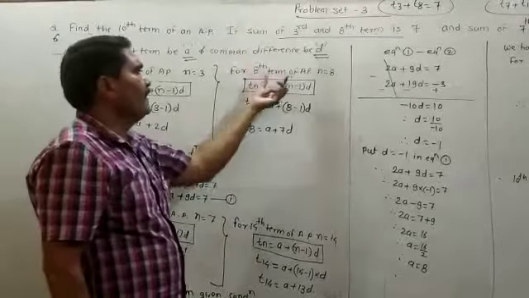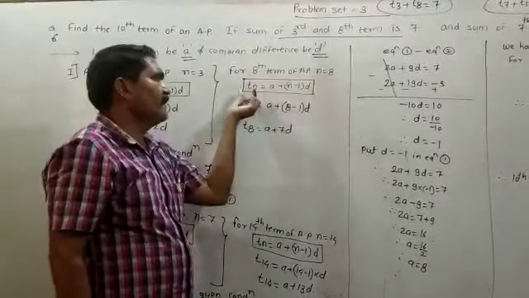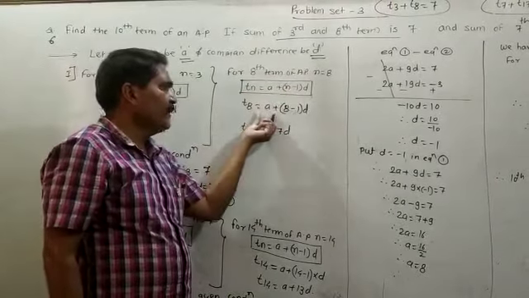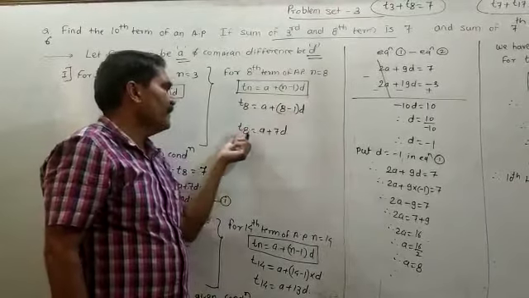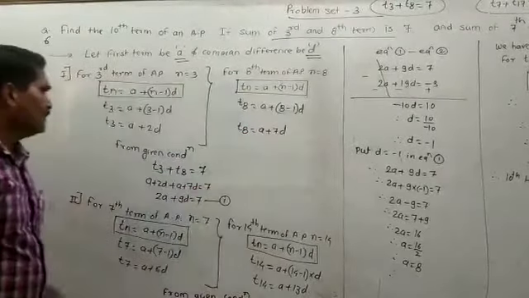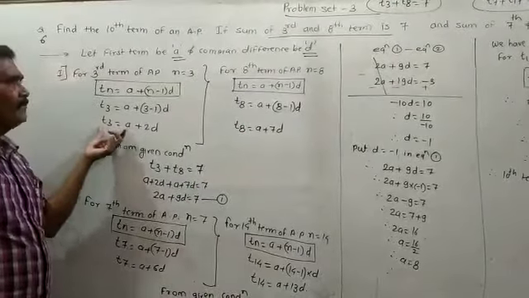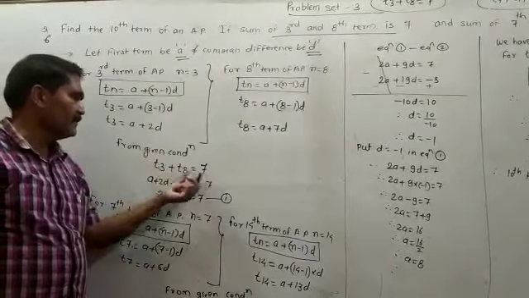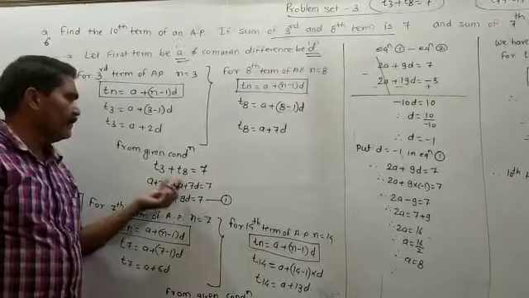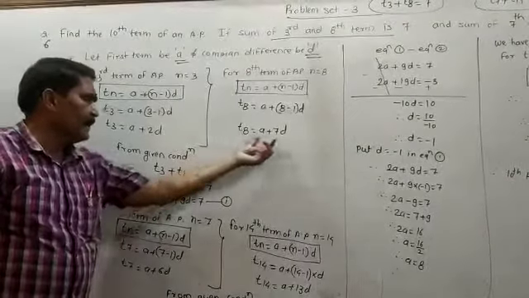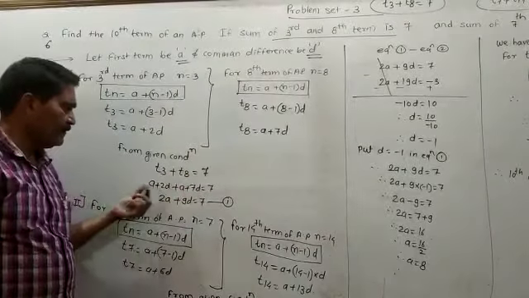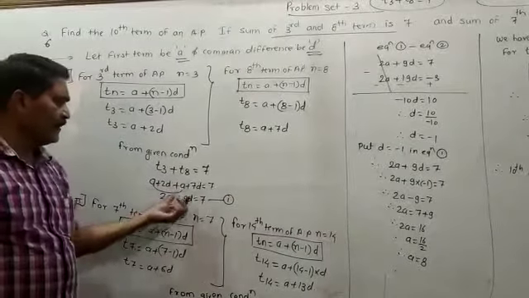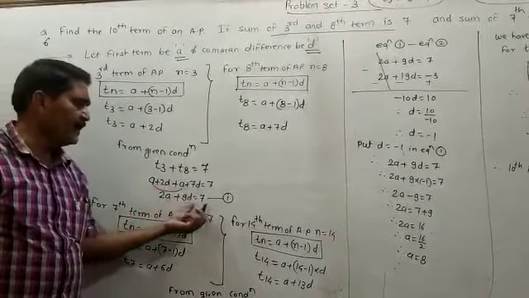Similarly, for the 8th term of the AP, n is equal to 8. Tn is equal to A plus n minus 1 into D. T8 is equal to A plus 8 minus 1 into D, T8 is equal to A plus 7D. So, from the given condition, T3 plus T8 is equal to 7. So, A plus 2D plus A plus 7D is equal to 7. Then you have to add the A terms together. A plus A is equal to 2A, 7D plus 2D is equal to 9D. So 2A plus 9D is equal to 7.